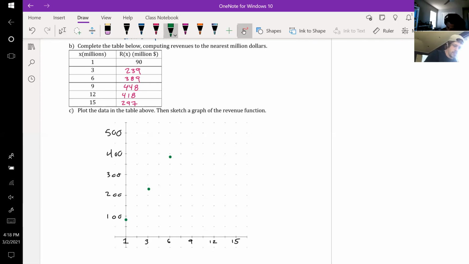Next is 9 and 448. Let's put that on 450. 12 and 418, just a little above 400. And then 15 and 297. I'll just put it right on 300. And now here is my revenue function. There it is. R of X.